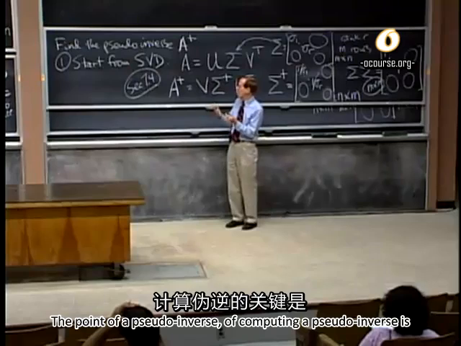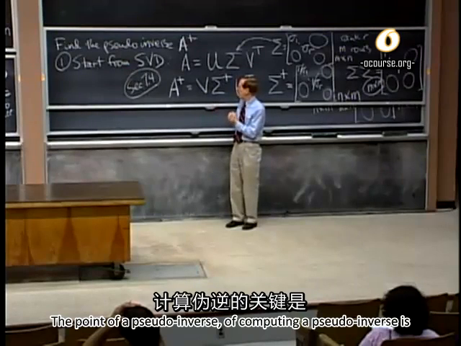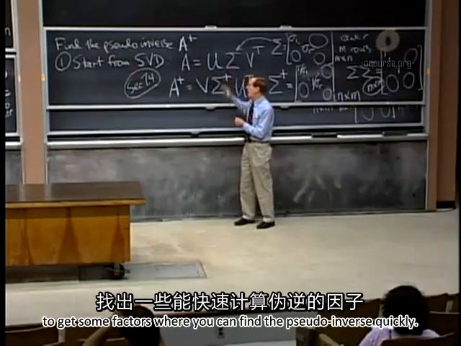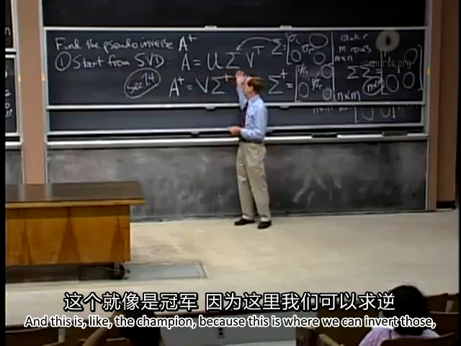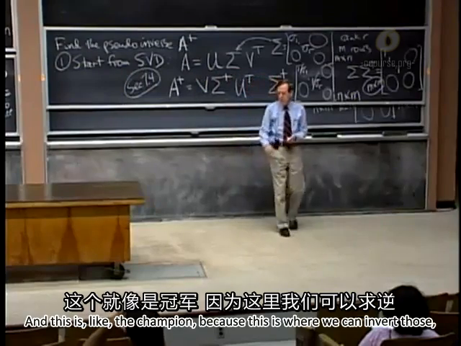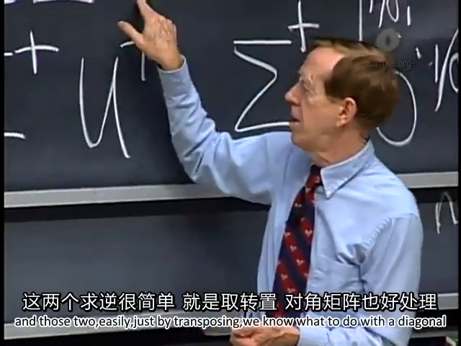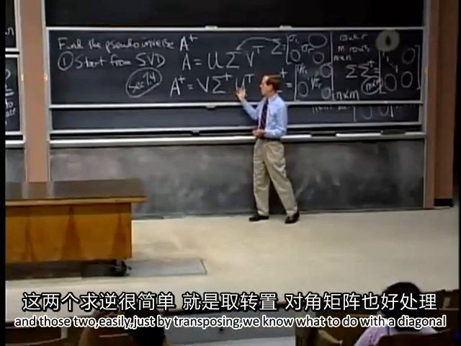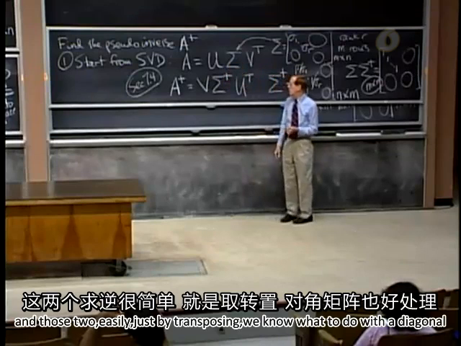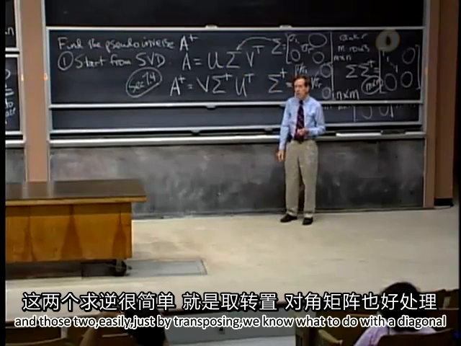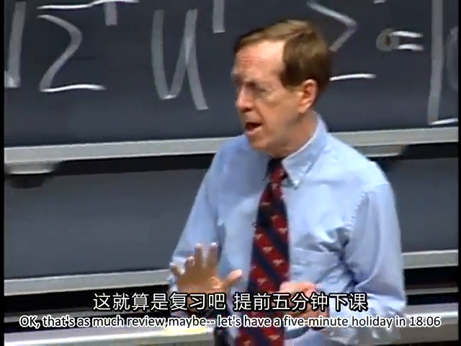The point of computing a pseudo-inverse is to get some factors where you can find the pseudo-inverse quickly, and this is like the champion. Because this is one where we can invert those two easily just by transposing, and we know what to do with the diagonal. Okay, that's as much review maybe.